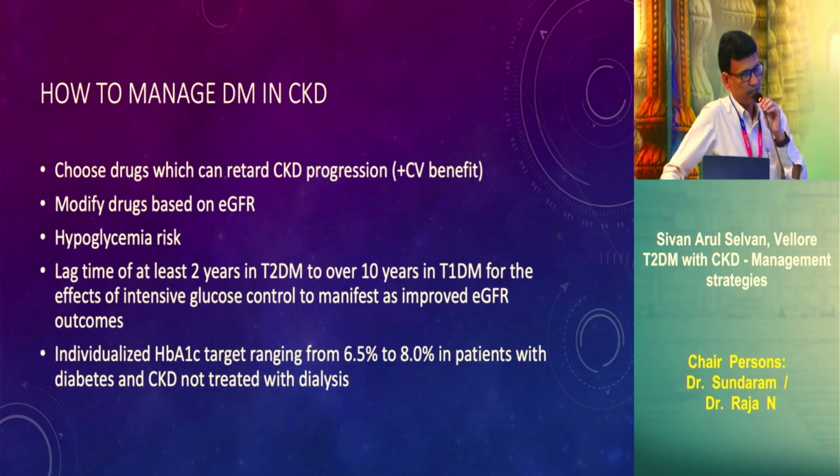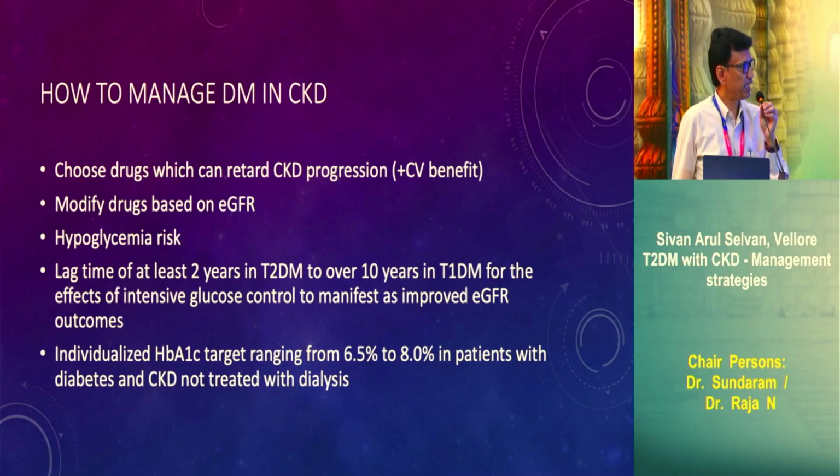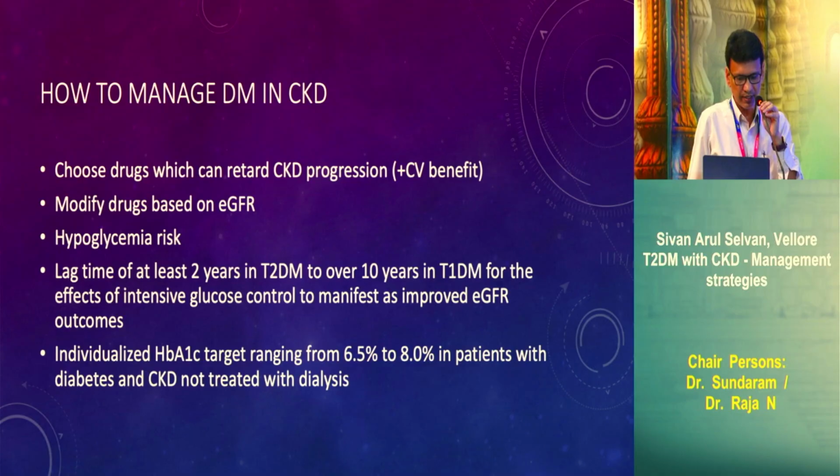So how to manage diabetes in CKD? You need to choose the drugs not just for glucocentric effects, but also those drugs which can retard the CKD progression. And also you need to be careful about drug dosage when you have to calculate according to the GFR. You need to keep in mind the hypoglycemia risk and come down on the insulin or sulfonylurea doses accordingly.